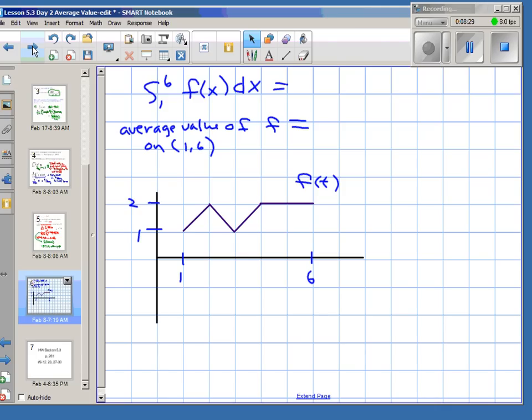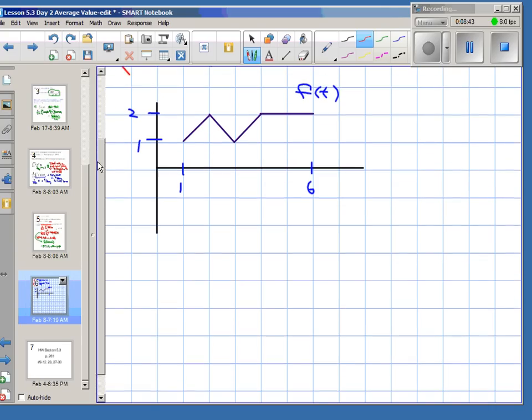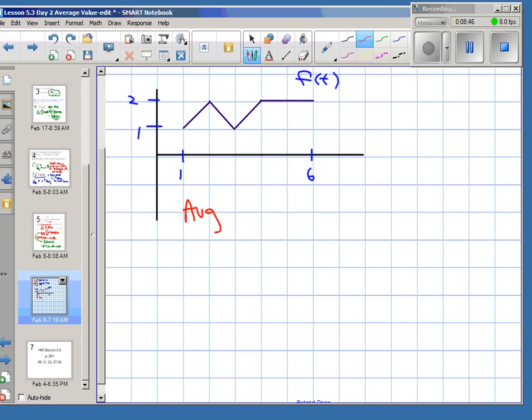All right, and the last one. We want to find the average value of this function. So that's what this is saying. The average value of our function from 1 to 6. Okay. Our equation for average value is again 1 over b minus a and our integral from a to b of f of x dx. In this case, our b value is 6 and our a value is 1, so we can plug those in here. So 1 over 6 minus 1.